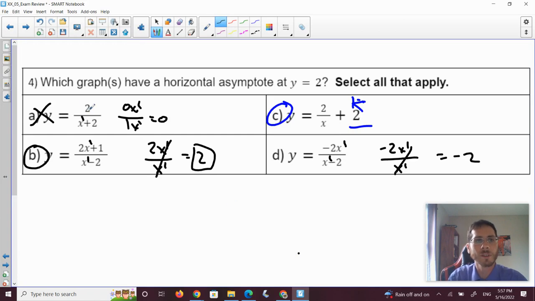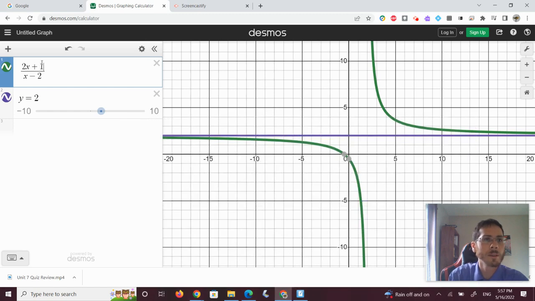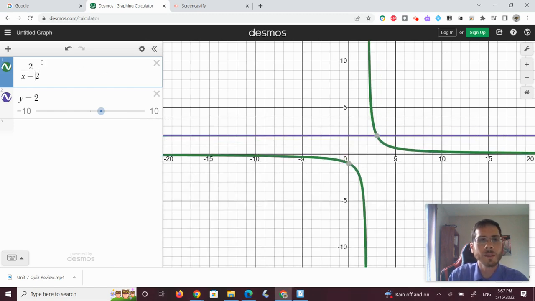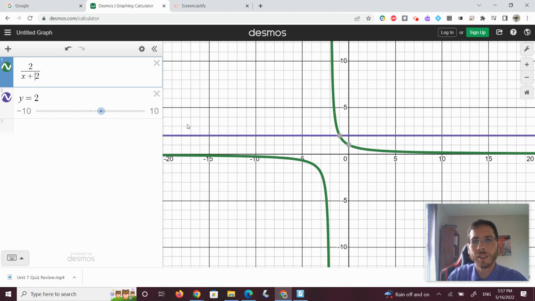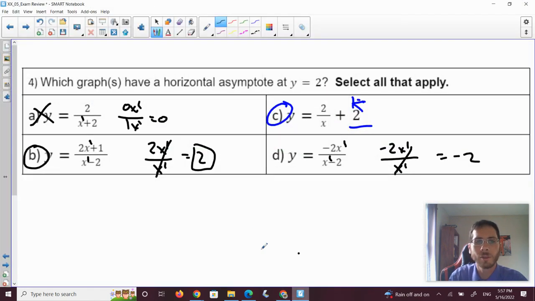Just to see what one of the ones that doesn't work looks like. So we got 2 over x plus 2. And we can see right there. Yep. So we hit the purple line, so that's not good. Our asymptote's just flat at 0 like we expected it because we're not really shifting it. So that's it with number 4.